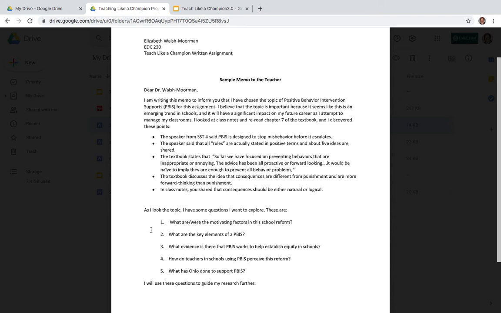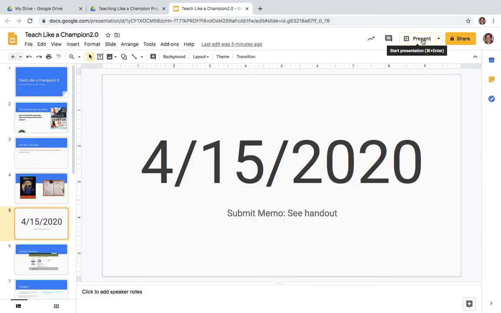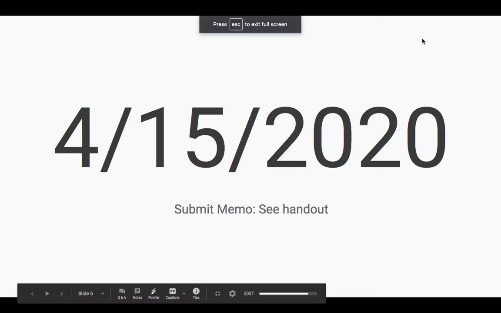So I came up with 5 topics. Those will become the basis for me to do my research. They'll help to guide my research, but they're not strict. You can change up those questions as you learn more about your topic. But that's the first step, is to submit that memo to me by the 15th.